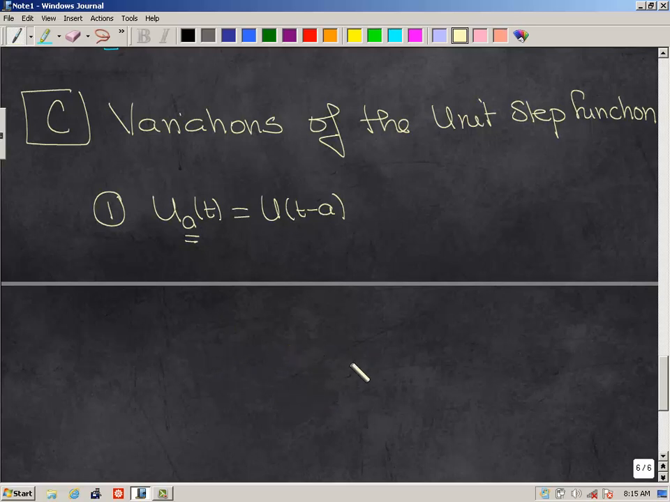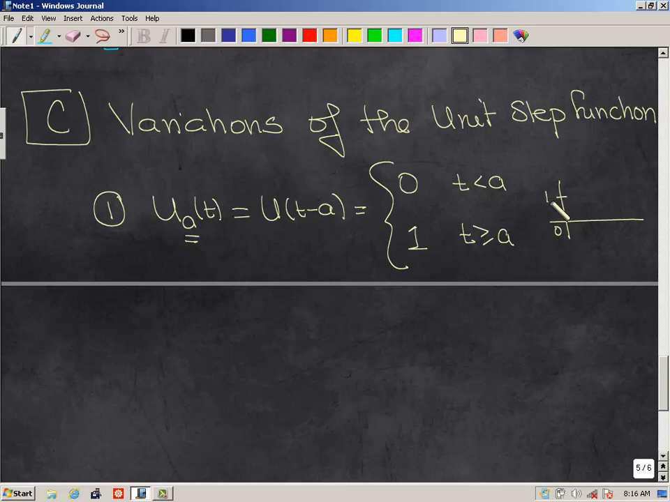So this will look something like this. It comes on at a. So until time a, it's going to be 0, so t is less than a. And after that, it's going to be 1 when t is greater than or equal to a. If you want to draw a picture for this, you can do that really quick.